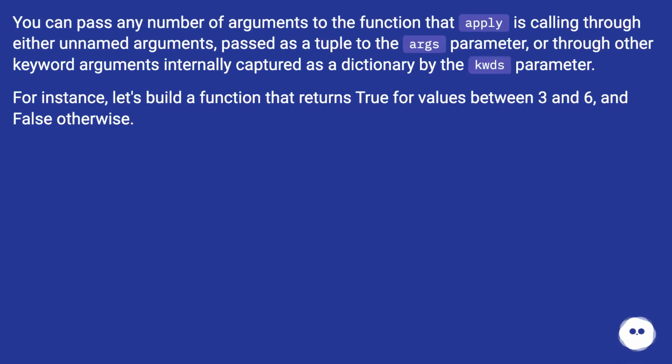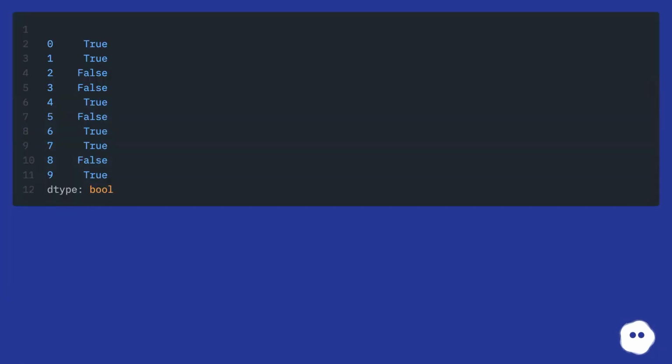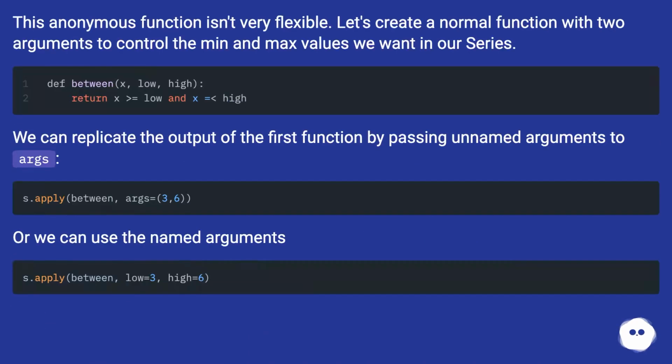You can pass any number of arguments to the function that apply is calling, through either unnamed arguments passed as a tuple to the args parameter, or through other keyword arguments internally captured as a dictionary by the kwds parameter. For instance, let's build a function that returns true for values between 3 and 6 and false otherwise. This anonymous function isn't very flexible. Let's create a normal function with two arguments to control the min and max values we want in our series.